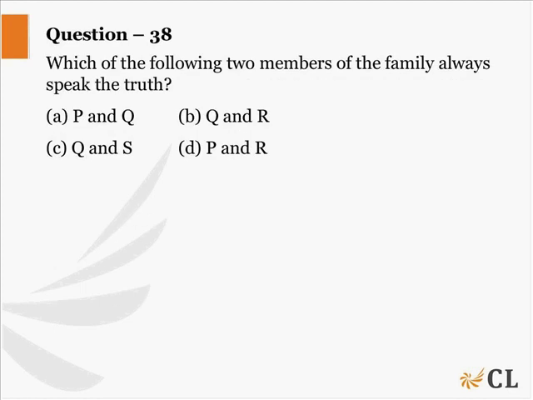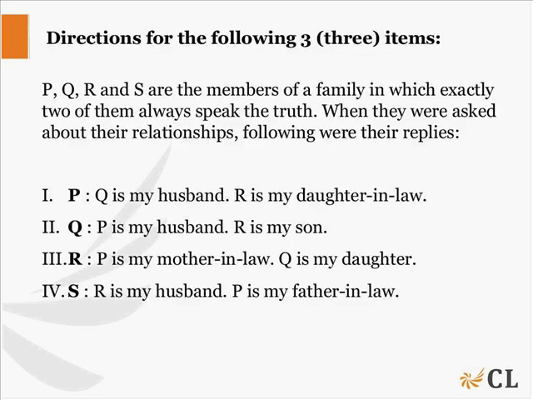Third says Q and S. Q says P is my husband, R is my son. S says R is my husband, P is my father-in-law. So there is no contradiction here, right? So this can be true. Just check the fourth again.